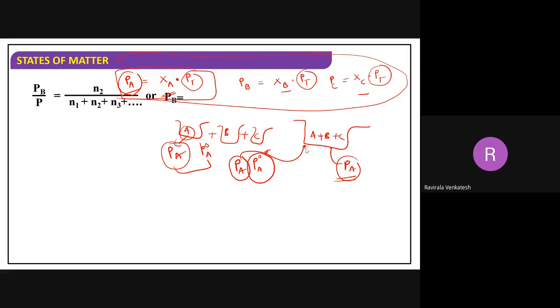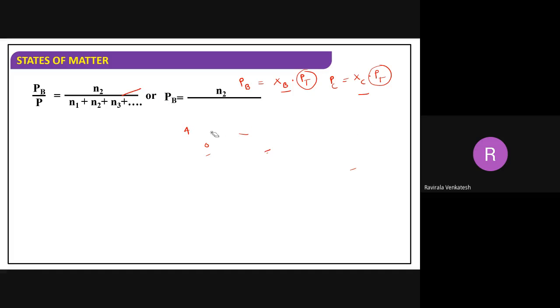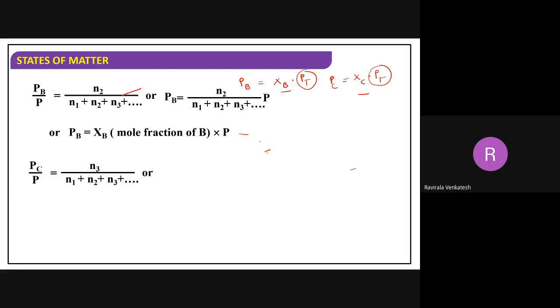Now many formulas will come here, and we get many problems. All the formulas look similar. Now we will do problems directly.